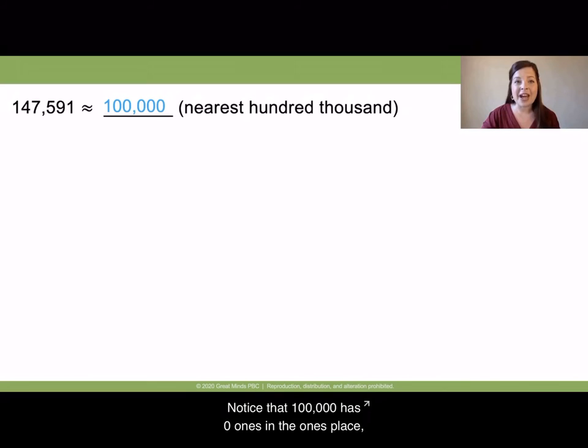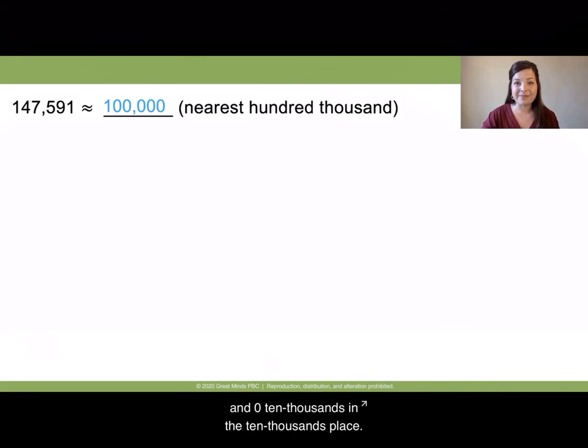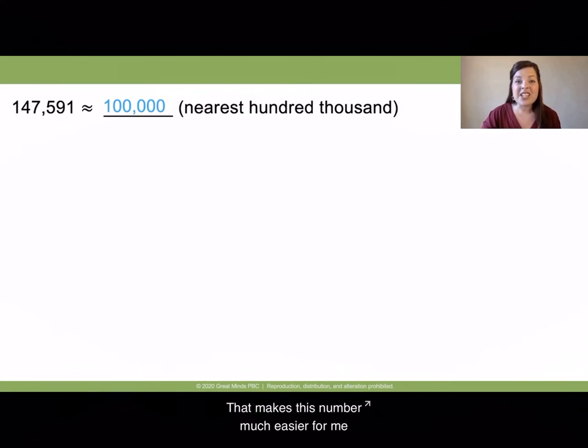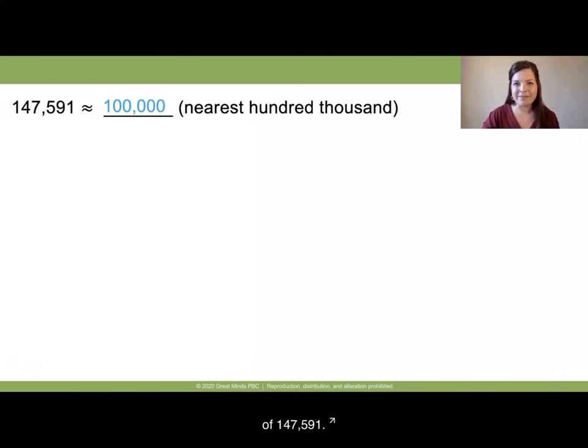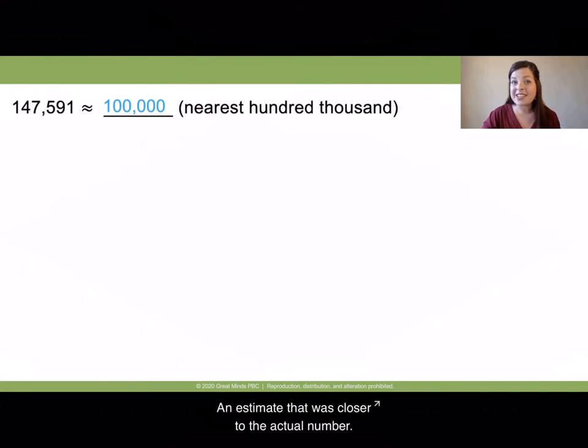Notice that 100,000 has 0 ones in the ones place, 0 tens in the tens place, 0 hundreds in the hundreds place, 0 thousands in the thousands place, and 0 10,000s in the 10,000s place. That makes this number much easier for me to add, subtract, multiply, or divide with. Much easier than the original number of 147,591. But what if I wanted a more accurate estimate? An estimate that was closer to the actual number.